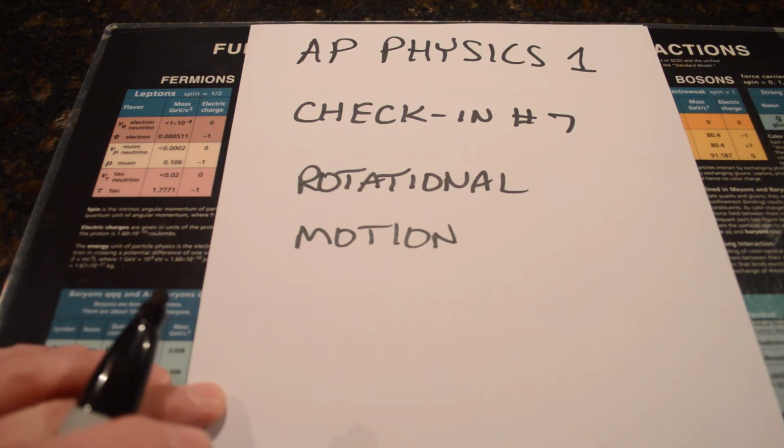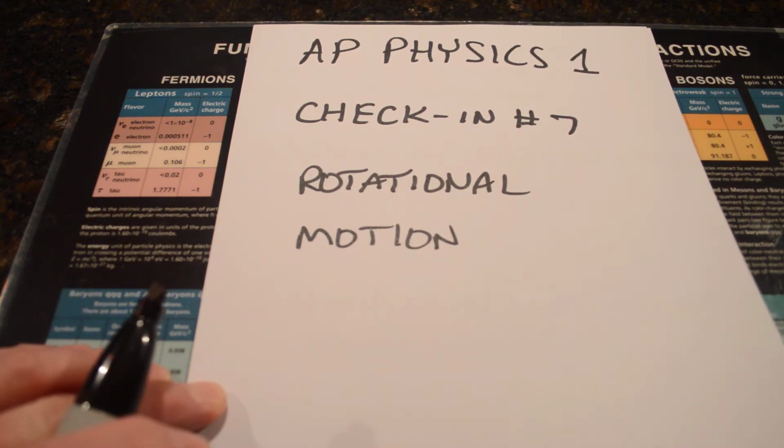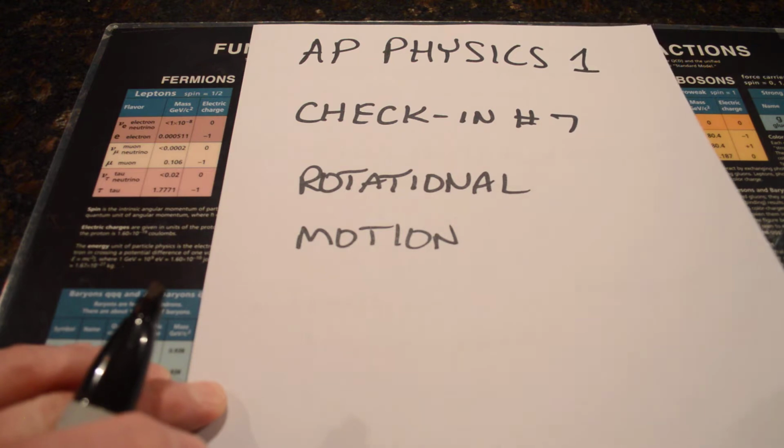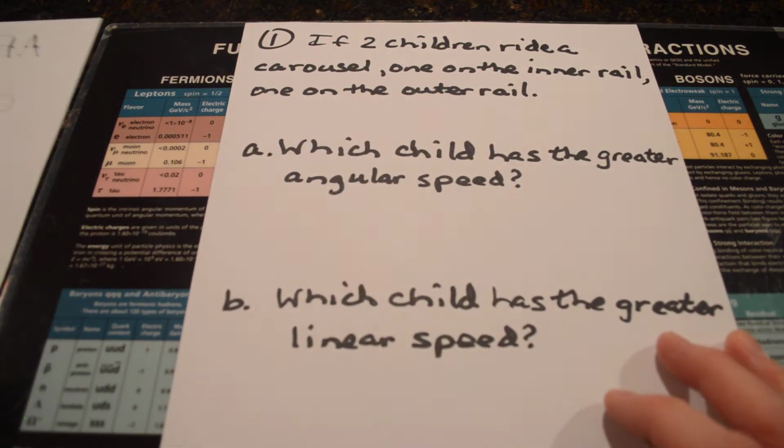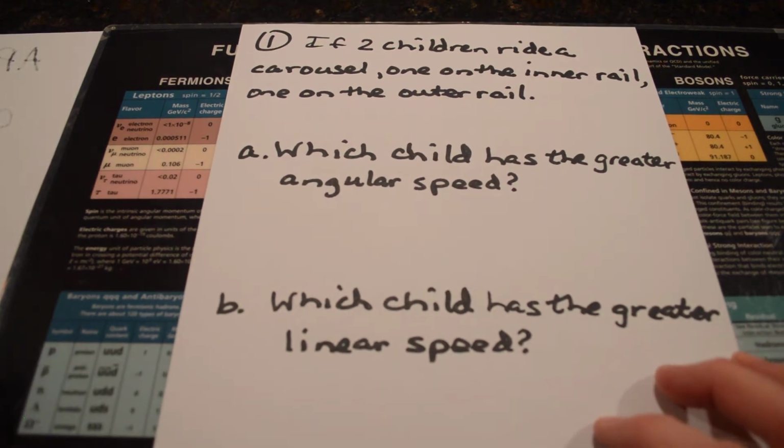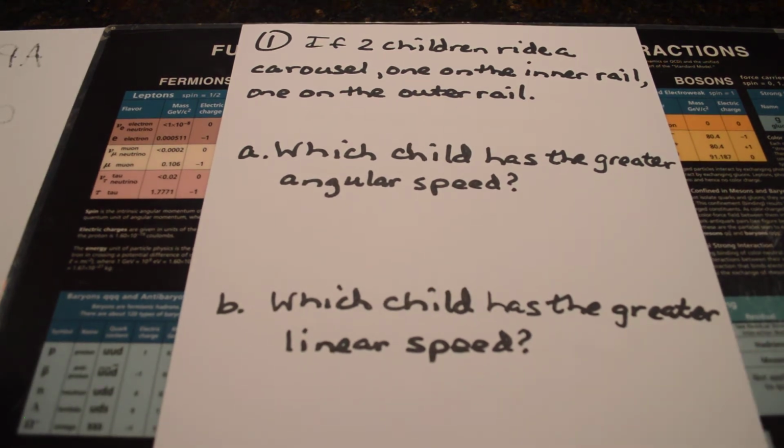Okay, we're back. This is AP Physics 1, check-in number 7. This one has to do with rotational motion. If you haven't looked at them, go ahead and read the question, pause, and see if you can answer it, and then we'll go back through.